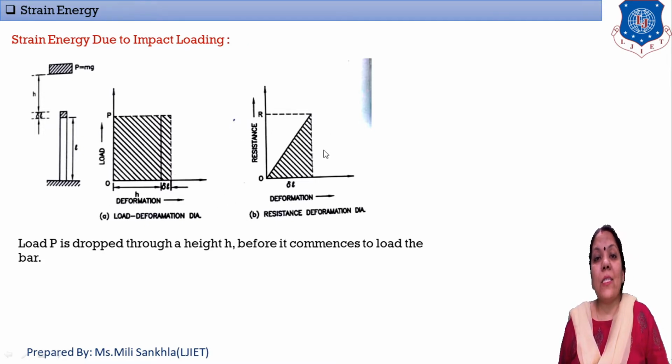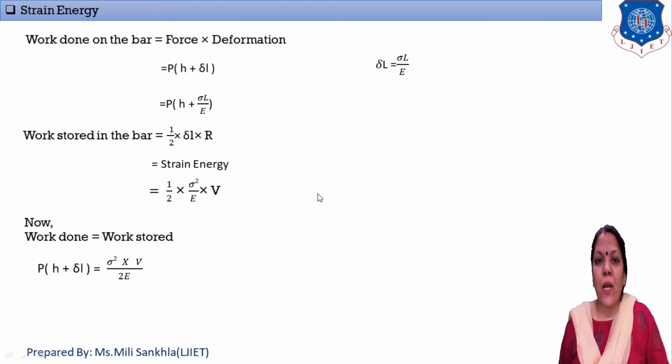And second, this is our resistance deformation diagram, and this diagram is always an average, that means in the form of a triangle. Resistance deformation diagram R into delta L. Now we compare: work done on the bar is equal to force into deformation. That means force is equal to P and deformation on the bar is equal to h plus delta L.